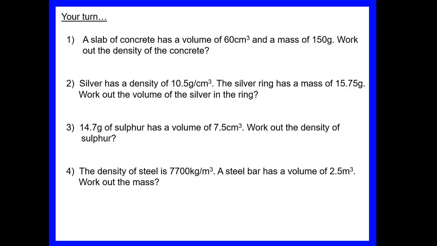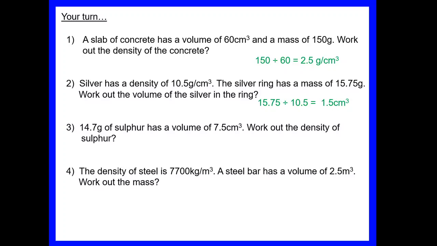Okay, let's have a look at the solutions then. For the first one, we've done 150 divided by 60. We wanted to find the density, and density is mass divided by volume. So that's 2.5 grams per centimetre cubed. For the next one then, we're asked to find the volume. So to find the volume, we do mass divided by density. So 15.75 divided by 10.5 is 1.5 centimetre cubed.